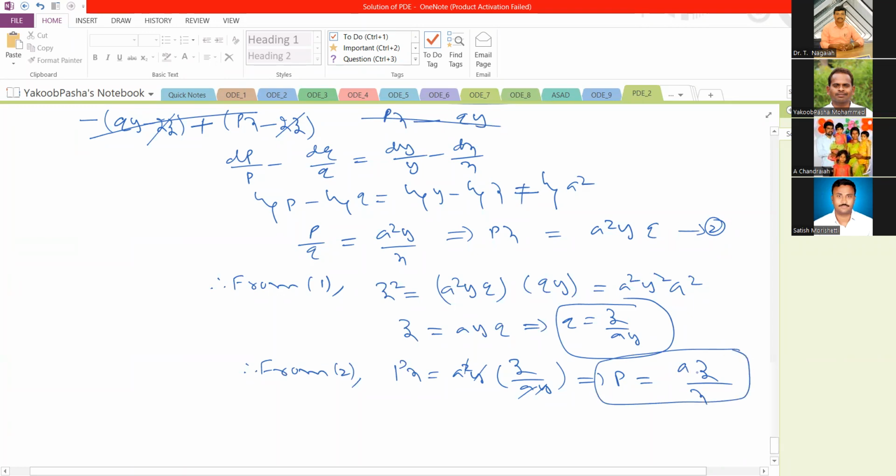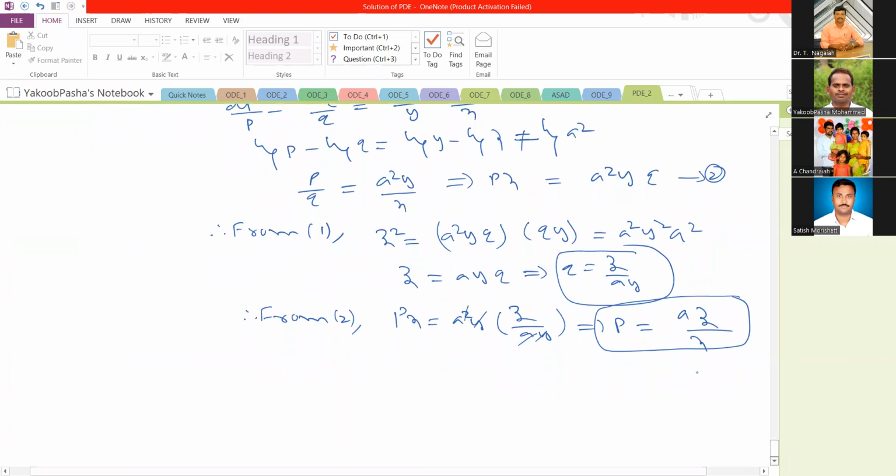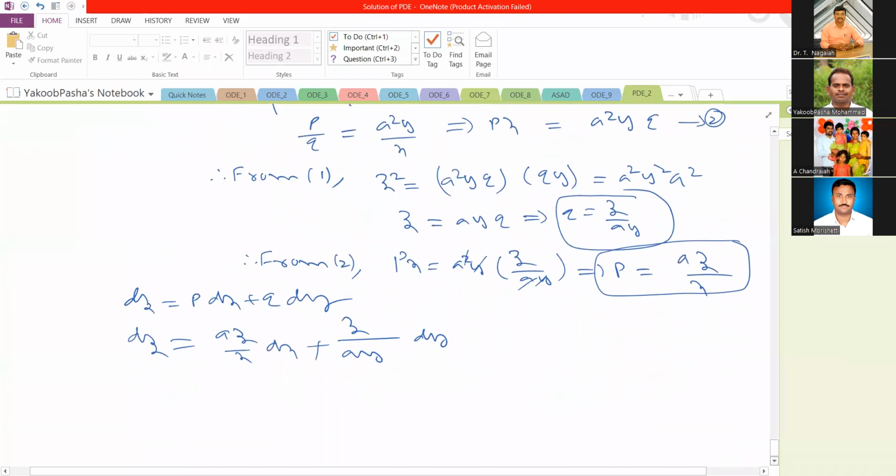Okay. Rather than doing it this way, it is easier to remember the answer to this, as it is a famous problem. dz is equal to pdx plus qdy. Now dz is equal to p value az by x dx, q value z by ay dy. So dividing with z here, dz by z is equal to a into 1 by x dx plus 1 by a into 1 by y dy.